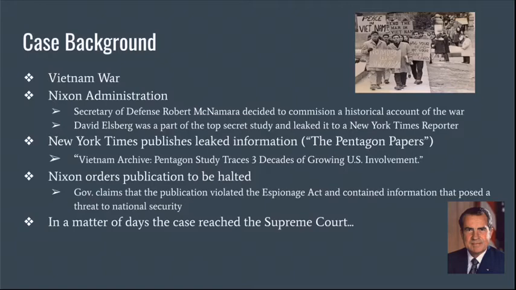So the New York Times published the leaked information called the Pentagon Papers, and the newspaper was titled Vietnam Archive Pentagon Study Traces 3 Decades of Growing U.S. Involvement. Nixon then ordered the publication to be halted, claiming that the publication violated the Espionage Act of 1917 and that the papers contained information that posed a great threat to national security. And in a matter of days, the case had reached the Supreme Court.